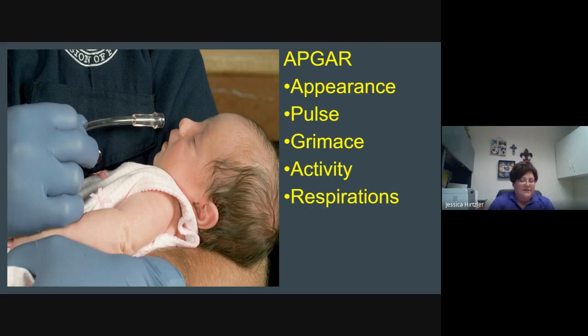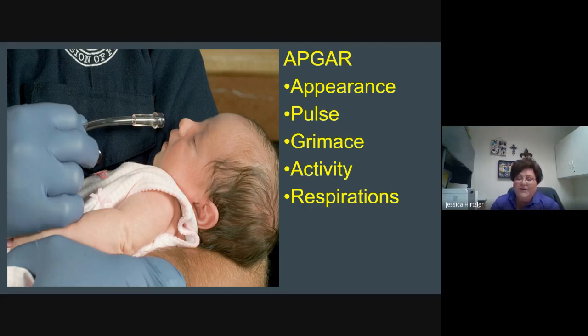Look at their activity level. If they are limp and there's no movement at all, they get a 0. But if they display some flexion without active movement, they move a little bit, but not really, they get a 1. But if they're actively moving their arms and their legs, maybe even their little head, they get a 2.